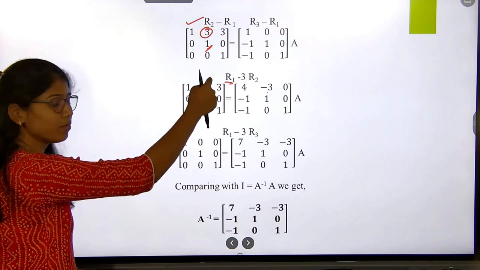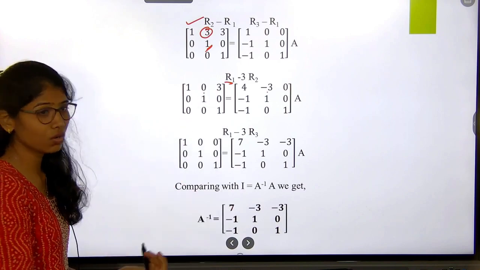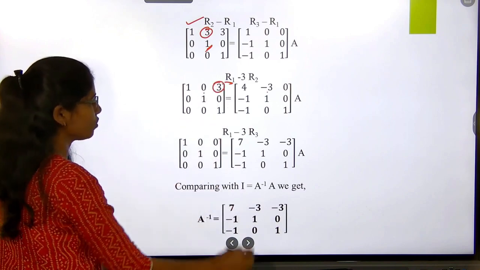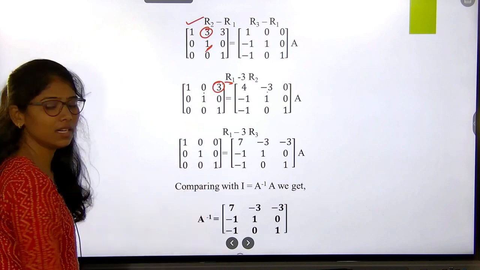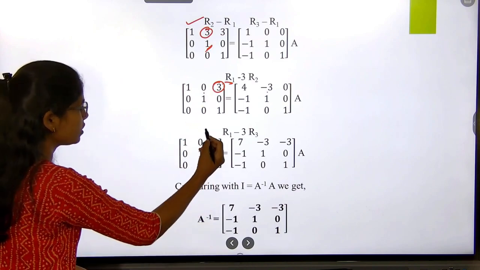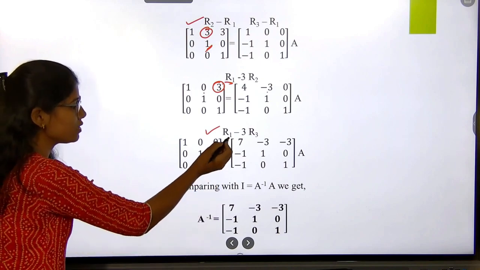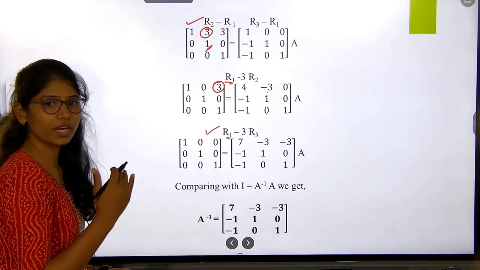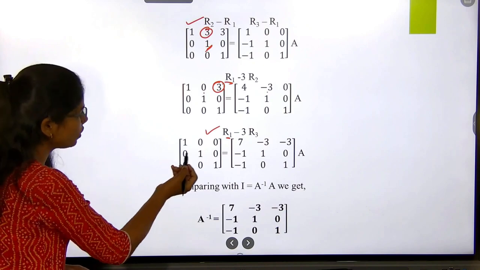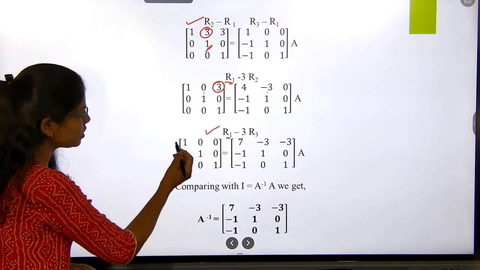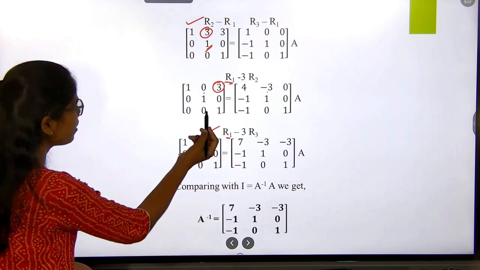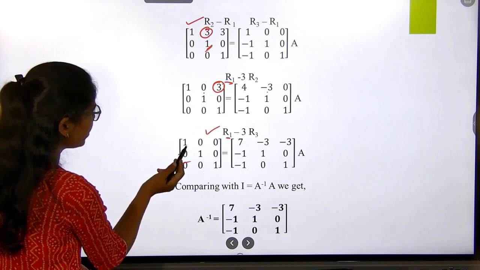Other elements from the 3rd column should be 0. So make 3 as 0. For making 3 as 0, we use row operation R1 minus 3 R3. So we are doing changes in R1. Write down R2 and R3 as it is, and just change R1. So R1 minus 3 R3, 1 minus 0 is 1.